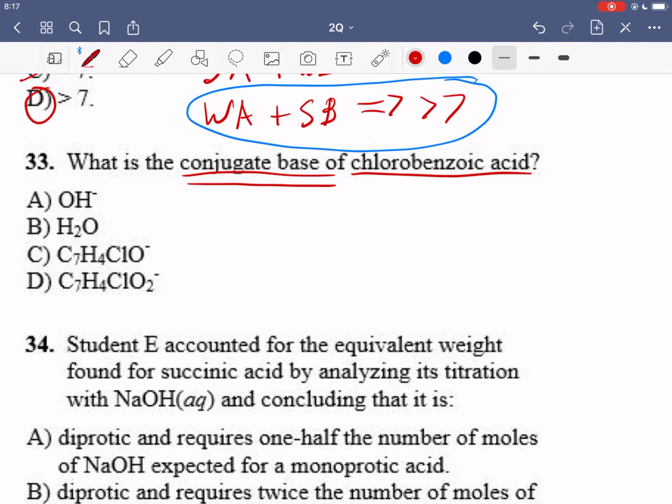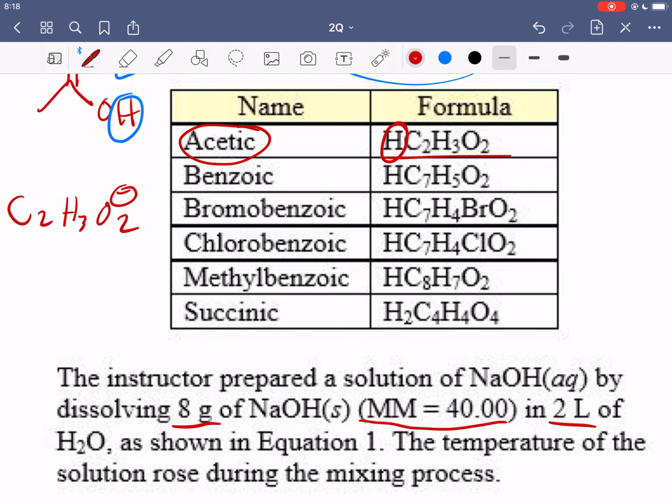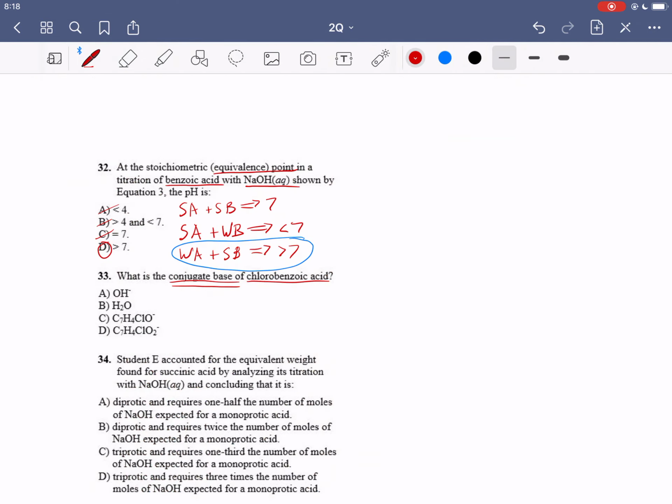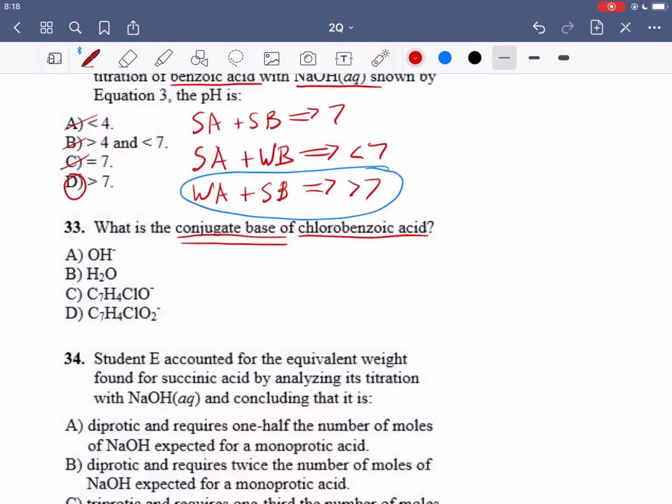Oh, well, I was looking at the wrong one, sorry. I was focused too much on acetic acid, but the principle is the same. Now I'm looking at chlorobenzoic acid. So it's C7H4ClO2. Essentially just knock out the H, give it a negative charge. That is what I'm looking for. So now C7H4ClO2. That's good.